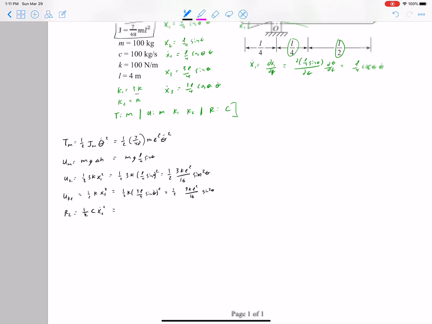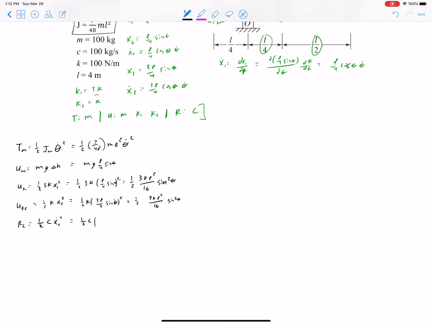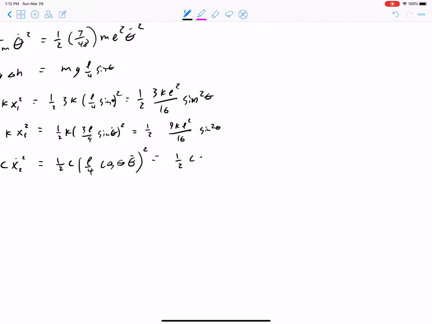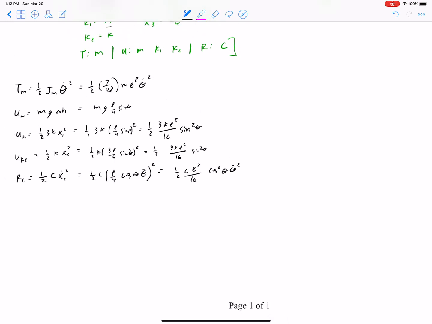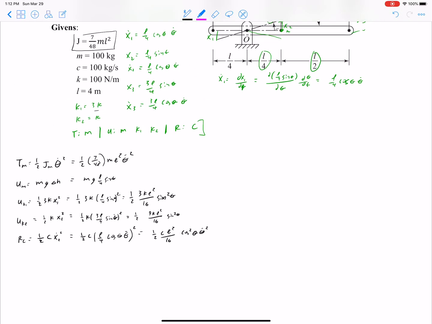So let's look at the energy lost in this damper. That's 1/2 C x2 dot squared. So that's 1/2 C, and x2 dot would be L over 4 cosine theta dot squared, and that becomes 1/2 C L squared over 16 cosine squared theta dot squared. Okay. So at this point, I've done all the hard work. At this point, assuming I did it right, we're good. So let's go back and check our work, because I rarely show in the videos me checking my work.